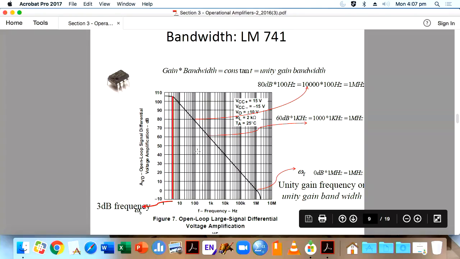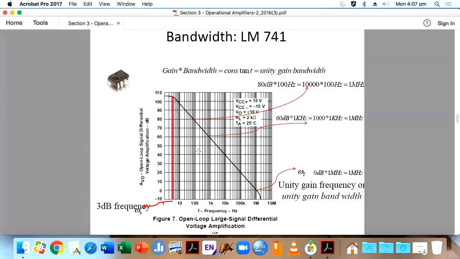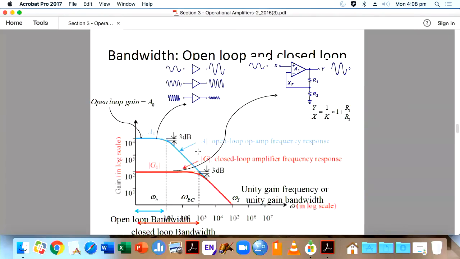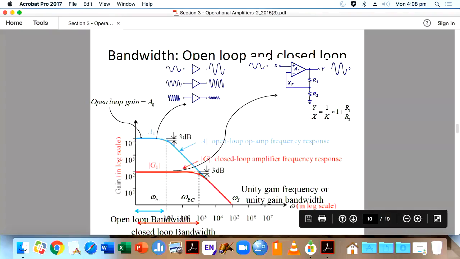But then the question is, how will you reduce the gain? So that is the reason we are using feedback. We use the feedback and then reduce the gain. So when you are reducing the gain using feedback, then we are increasing the bandwidth. You know what I mean? So that is the reason, using feedback, we are reducing the gain and then increasing the bandwidth. Here you have got the open loop gain, and then we reduce the gain using the feedback so that we are getting a higher bandwidth.